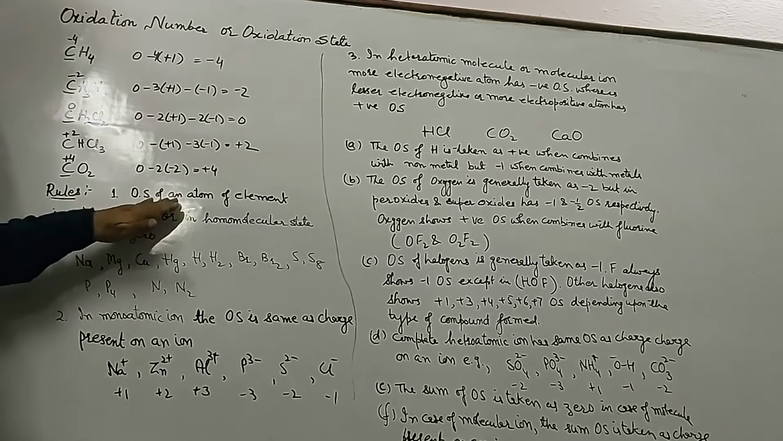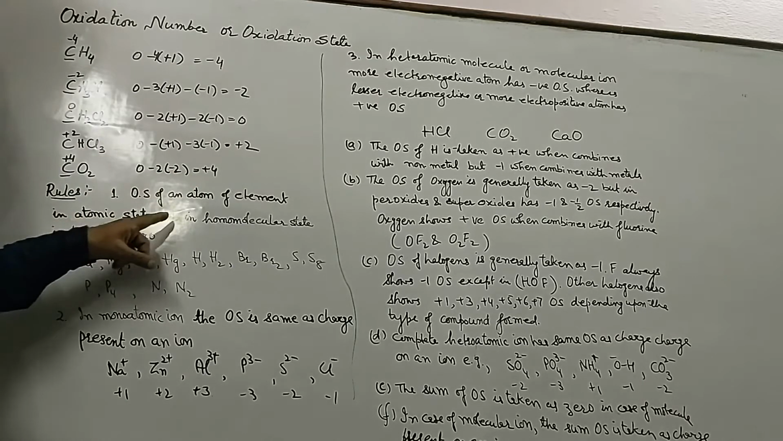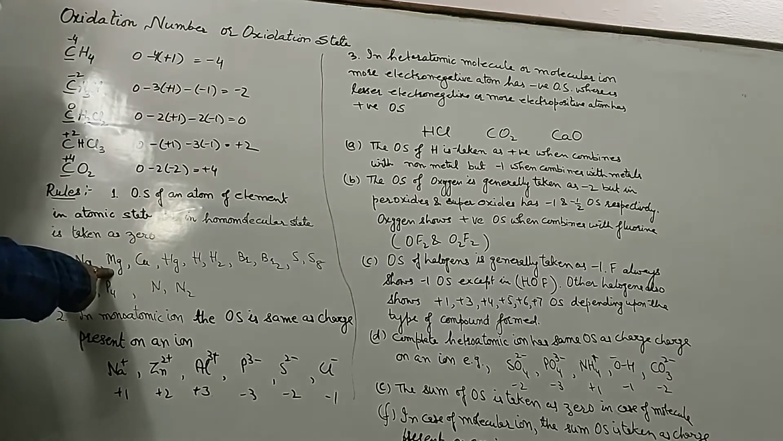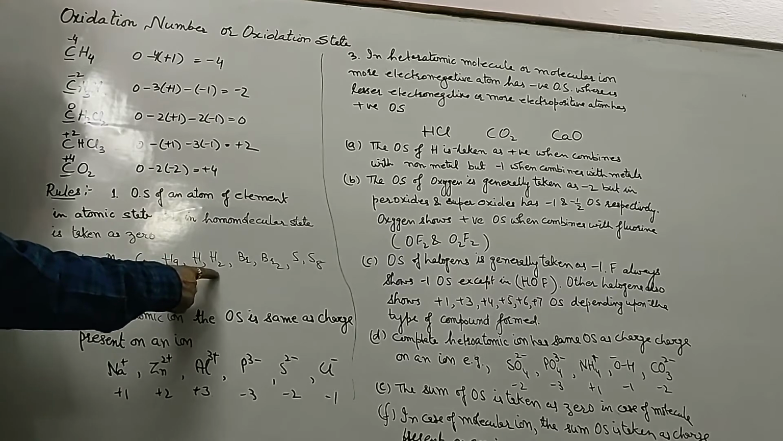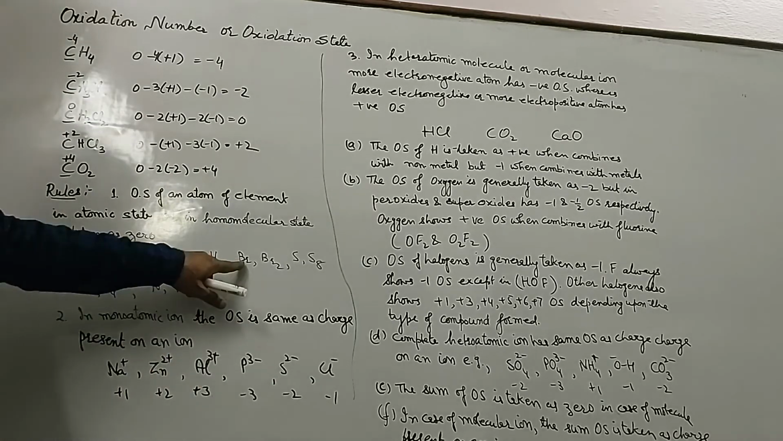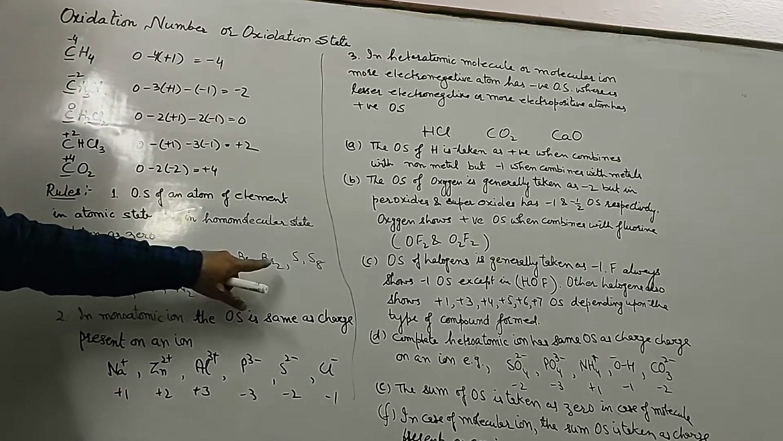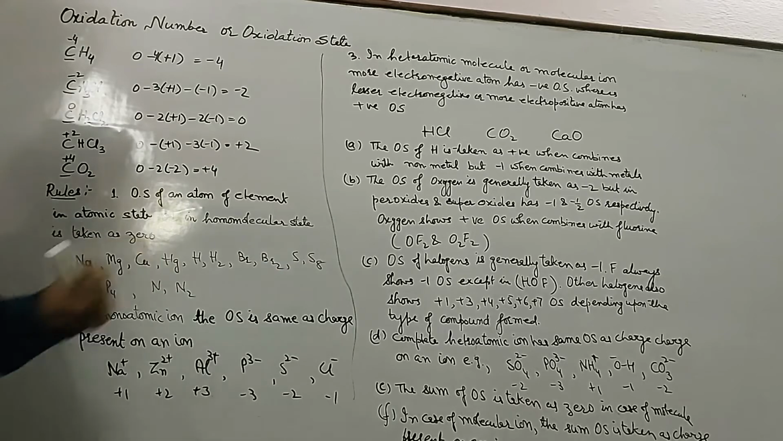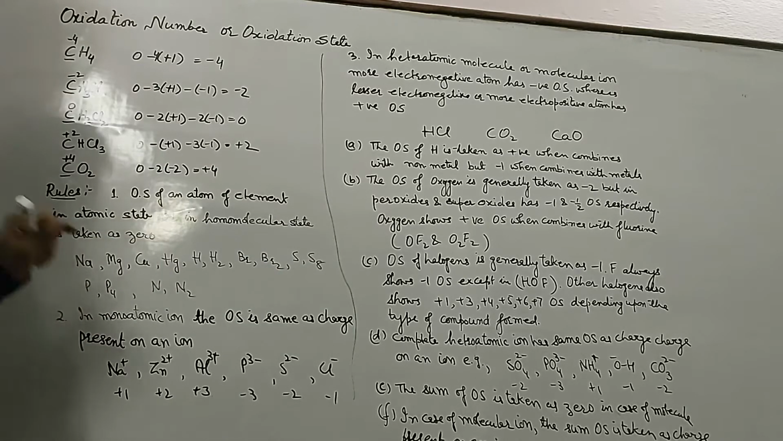And the first rule is that the oxidation state of an atom of an element in atomic state or in homomolecular state is taken as 0. Sodium, this is atomic state, it has 0 oxidation state. Magnesium, monatomic state, 0 oxidation. But this is homomolecular state. In this case, the oxidation state of hydrogen is taken as 0. In this case also the oxidation state of bromine is taken as 0. In both cases the oxidation state of sulfur is 0. In both cases the oxidation state of phosphorus is 0. In both cases the oxidation state of nitrogen is taken as 0. This is the first rule. It may be solid, liquid or gas, that is immaterial.